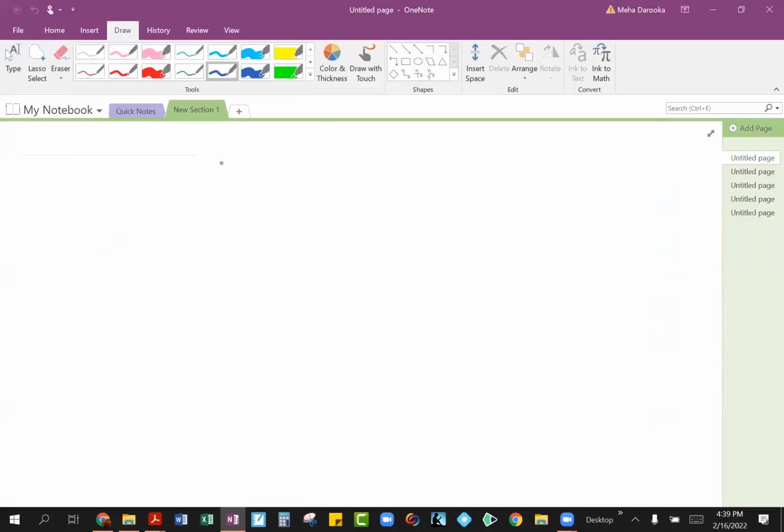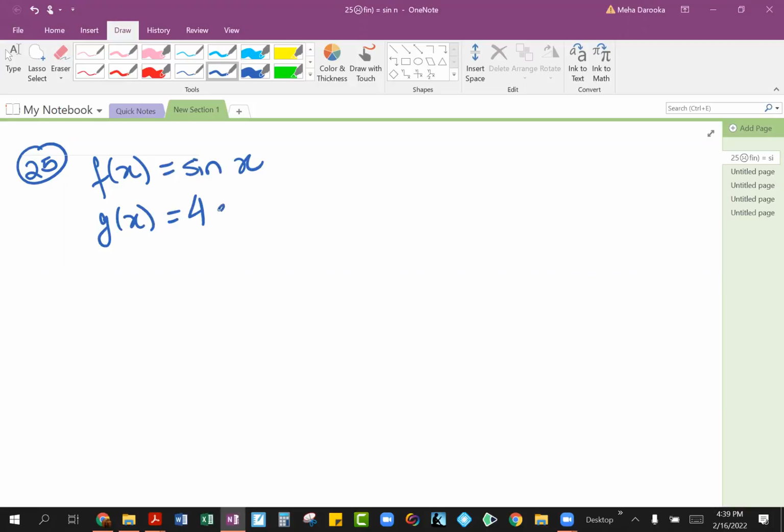Let's take a look. So this was number 25? They're asking us to graph the sine of x function and the 4 times sine of x function. So remember, the period of the sine function always goes from 0 to 2 pi. So basically we would say the period is 2 pi.